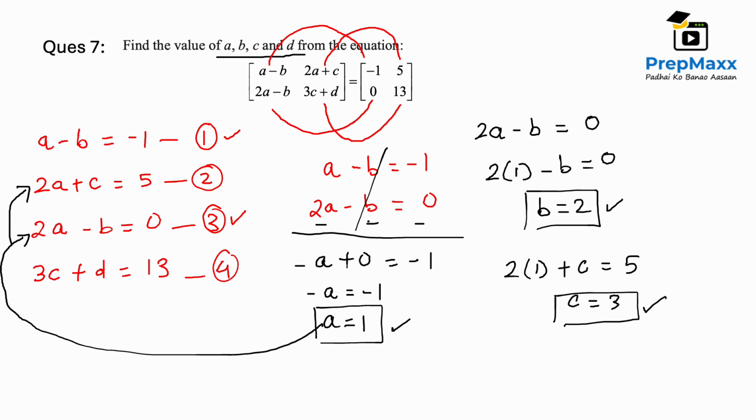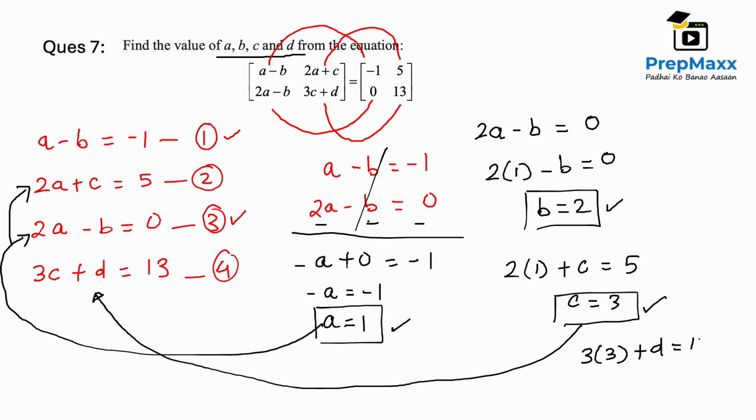Right? Okay, we have to find the value of D as well. So I can substitute this value of C here in equation number 4. So 3 times 3 plus D equals 13. So D is going to be 13 minus 9, which is going to be 4. So this is the value of D. So we got all four values A, B, C and D. So that is the solution for question number 7. Let's proceed to the next question.